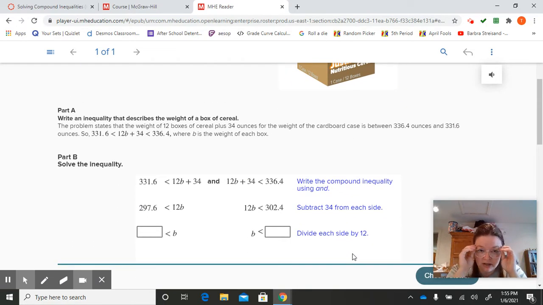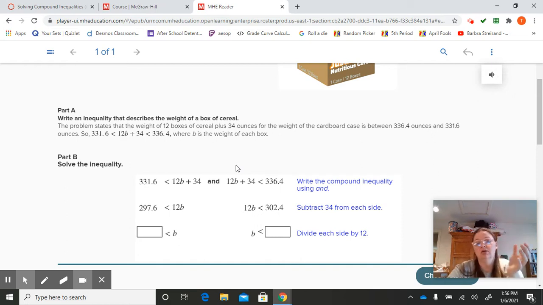So the first thing we want to do is write an inequality to describe the weight of the box of cereal. The problem states that the weight of 12 boxes of cereal plus 34 ounces for the weight of the cardboard case is between 336.4 ounces and 331.6 ounces. So 331.6 ounces has to be less than 12 times the number of boxes plus 34, and that has to be less than 336.4, where B is the weight of each box.